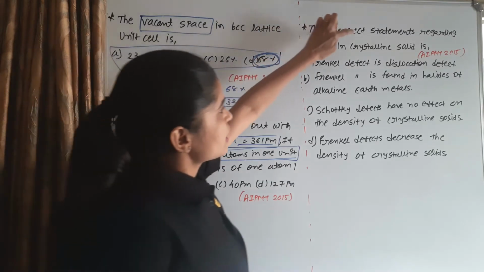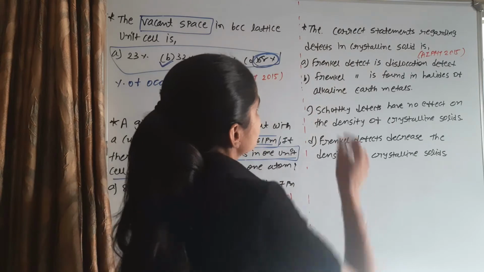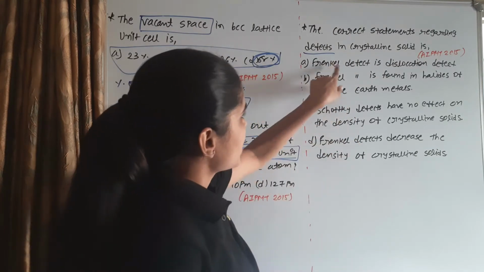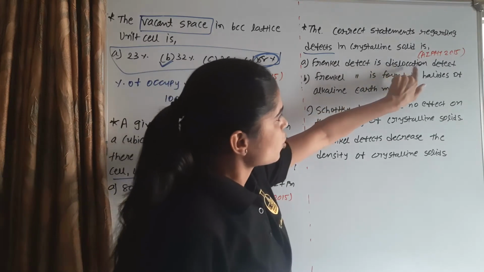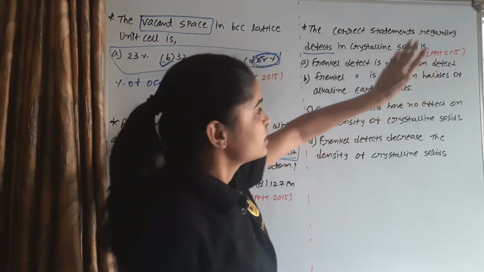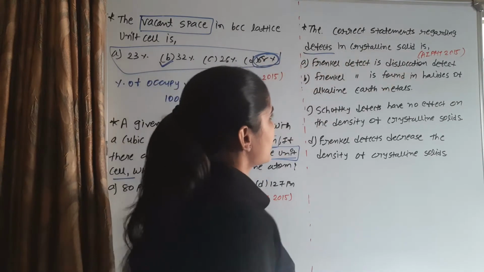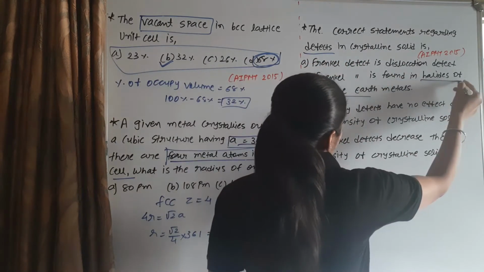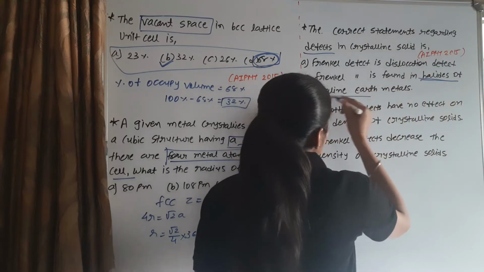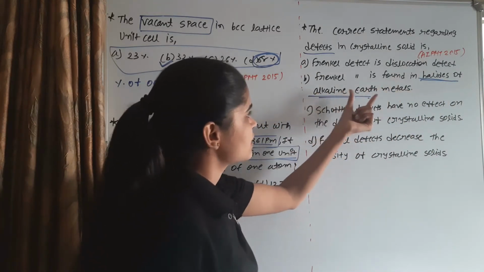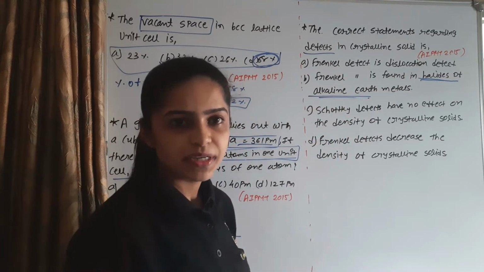Next, the correct statements regarding defects in crystalline solids. First, Frenkel defect is a dislocation defect. Second, Frenkel defect is found in halides of alkaline earth metals. No, this is wrong, because in halides of alkaline earth metals the Schottky defect is found.